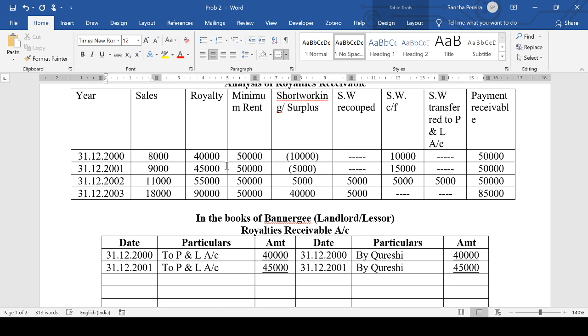Royalties account. See, it's just the opposite. There's no short working now. There is no short working. So it was royalties account debit to landlord account. Here it will be lessee's account debit to royalties.